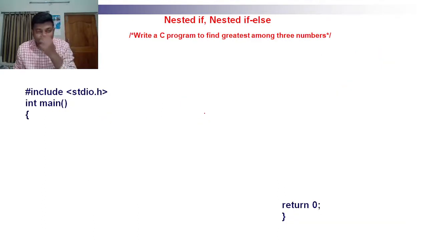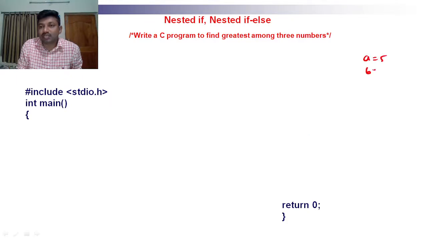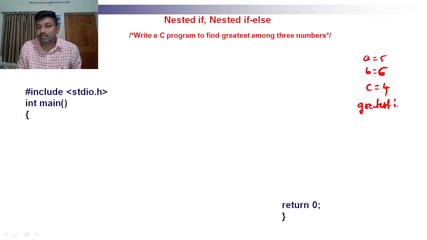The example is: the program has to print the greatest among three numbers. What does it mean? Let me take a is equal to 5, b is equal to 6, and c is equal to say 4. What is the greatest? Greatest is b. So I want to write a simple C program that uses the concept of nested if else to print the biggest among the three numbers. How can I do that?